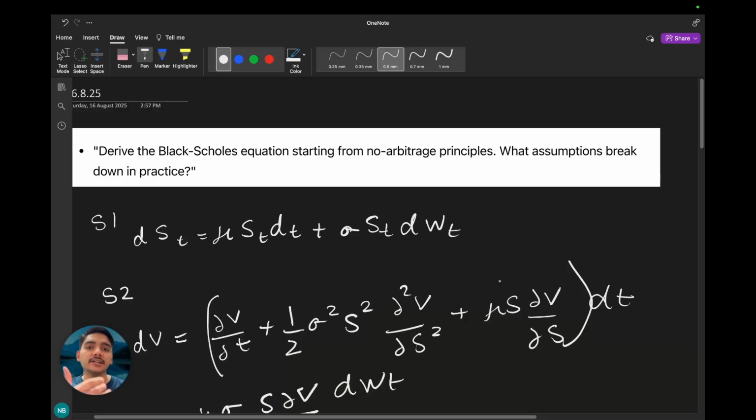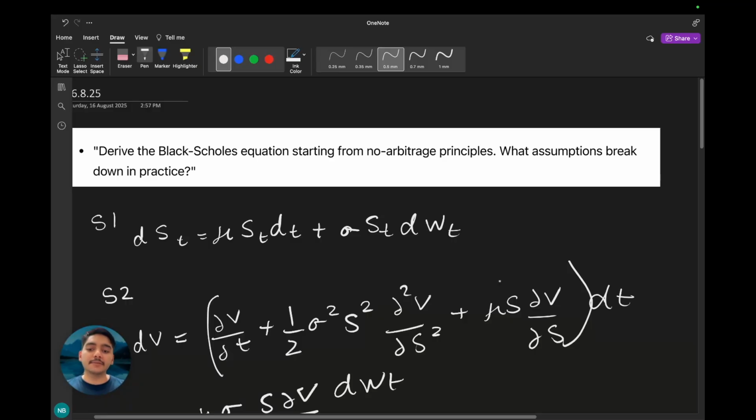Now let's cover the second part of the question, which was what assumptions break down in practice. The key assumptions that break down are, first, constant volatility. In the real world, volatility is not always constant; it's always changing. Second, continuous trading or continuous hedging. Sometimes during a crisis you are not able to hedge your portfolio, and transaction costs are not considered, which is also a key aspect.